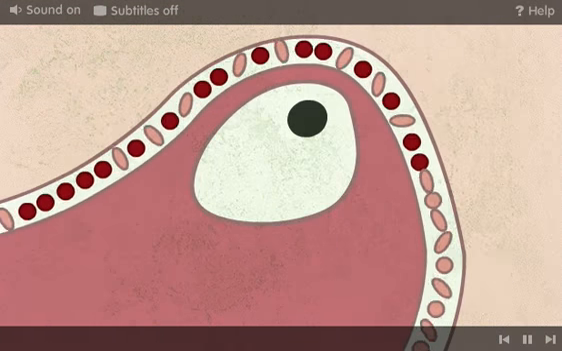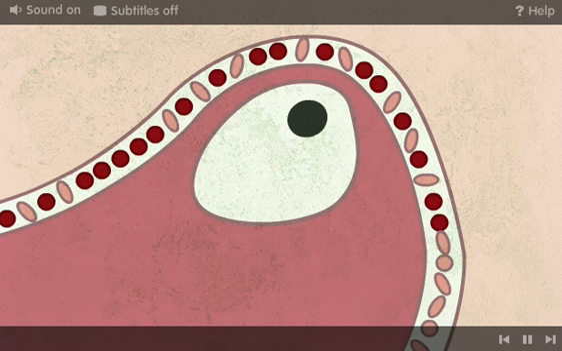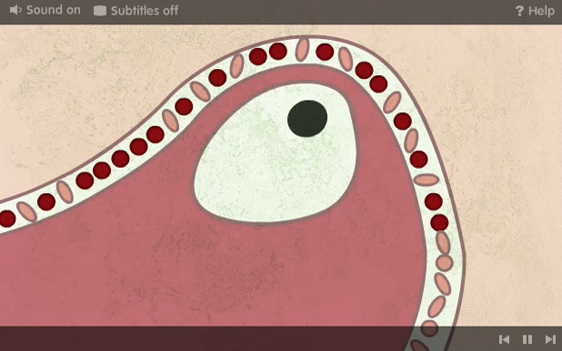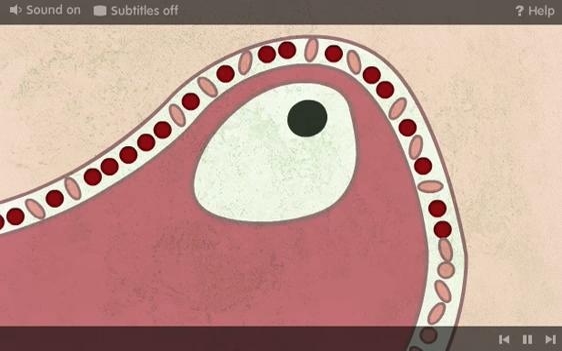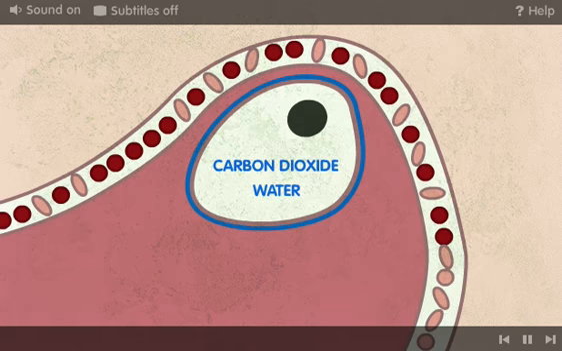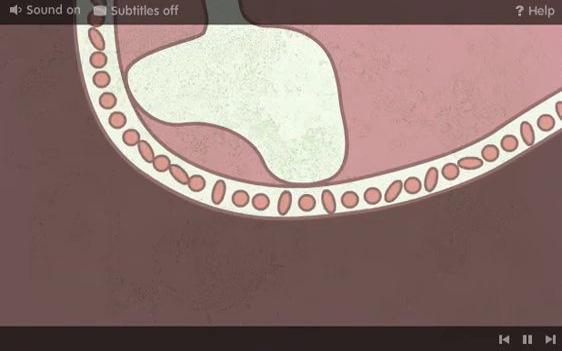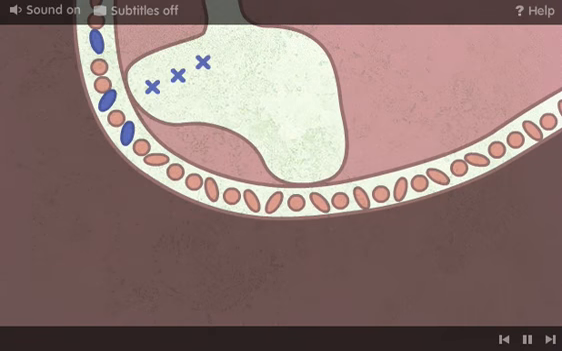Every living cell needs energy, and to get it, they have small structures inside their cytoplasm called mitochondria. Chemical reactions between oxygen and food take place there and release energy. This is called respiration. But there are also 2 waste products, carbon dioxide and water. The carbon dioxide is carried in the blood back to the lungs, where it diffuses into the alveoli, ready to be breathed out.